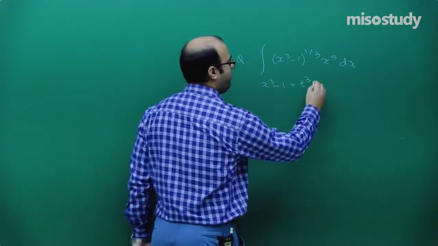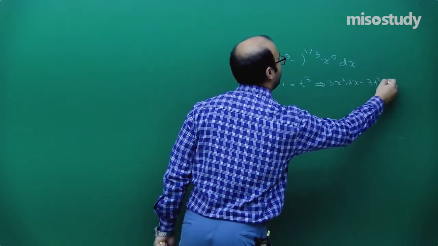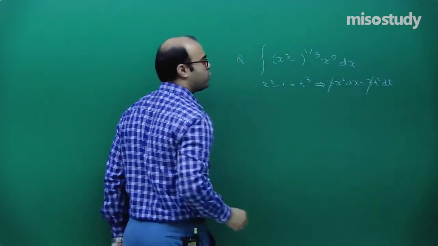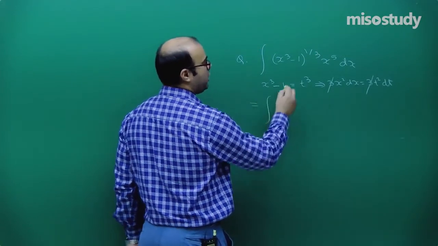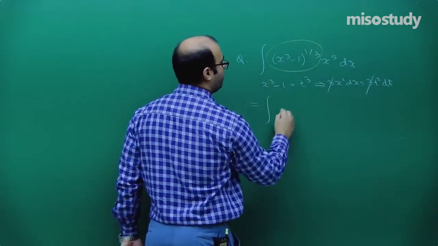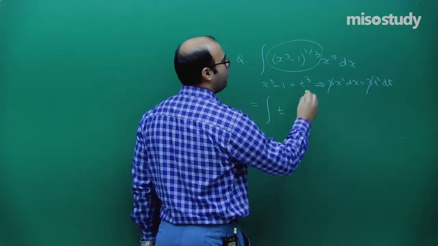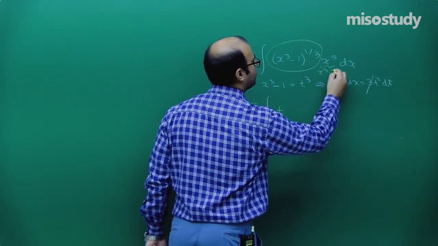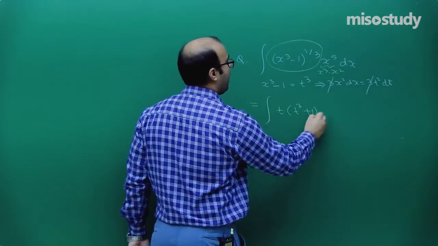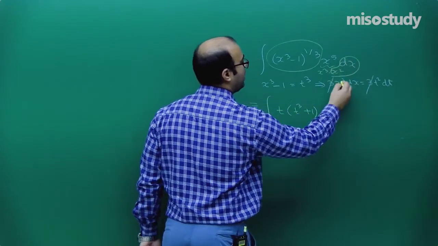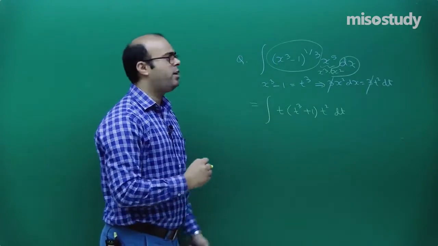In that case, when we differentiate, we get 3x square dx is equal to 3t square dt, and we can cancel this 3. So, x square dx is t square dt. Since x cube minus 1 is t cube, its cube root will be t. X to the power 5 is actually the multiplication of x cube and x square. So, we can write x cube as t cube plus 1, and x square dx will combine and give t square dt. In this manner the substitution helps us get rid of the cube root.